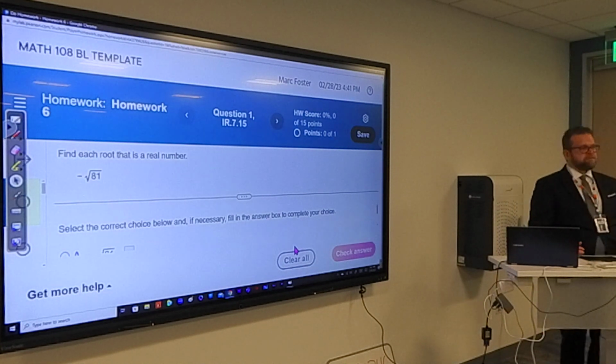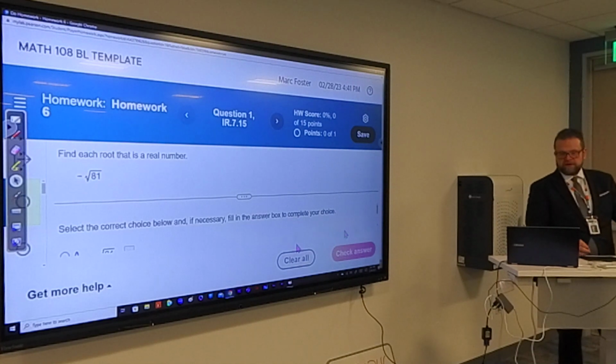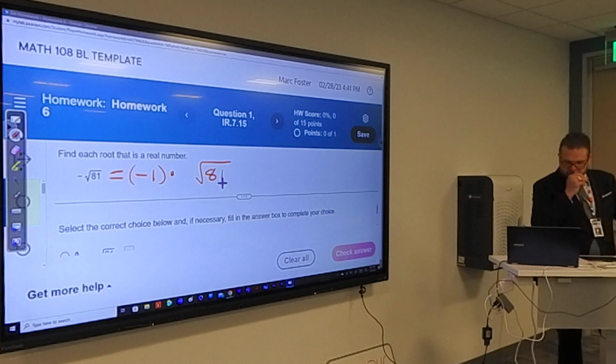Minus the square root of 81. Is that a real number? Yes. What is the answer? Negative 9. Because what is it saying? It's saying to take this negative 1 and then way over here figure out the square root of 81. Square root of 81 is 9, so it must be negative 1 times 9.